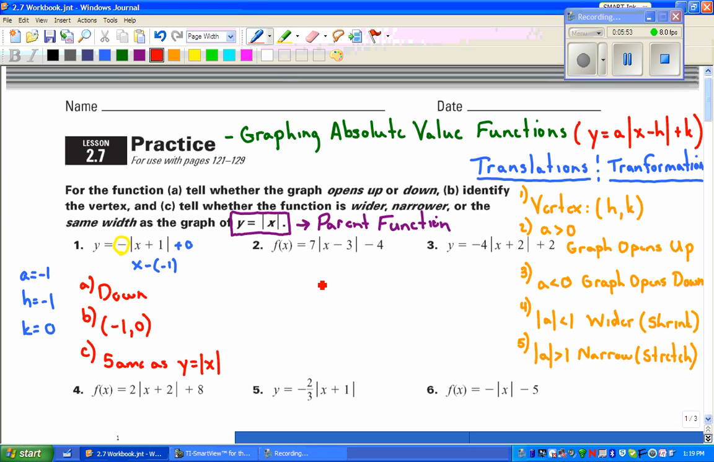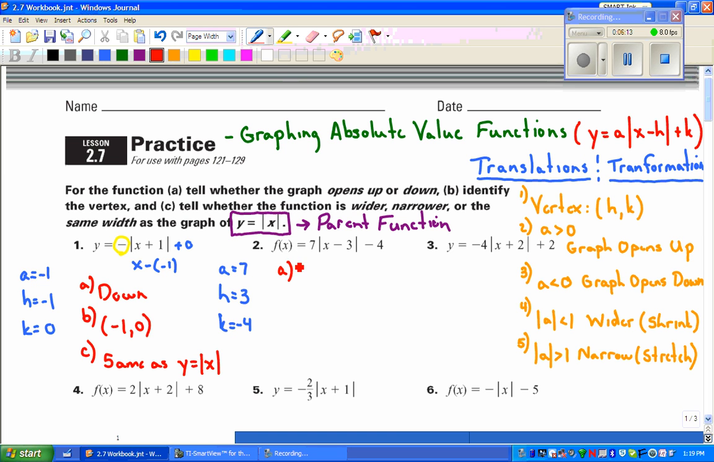Okay, if we went here to number 2, in this one, my a value is equal to 7. My h value is equal to 3. And then my k value is equal to negative 4. So let's go ahead and take a look at what's going to happen here.